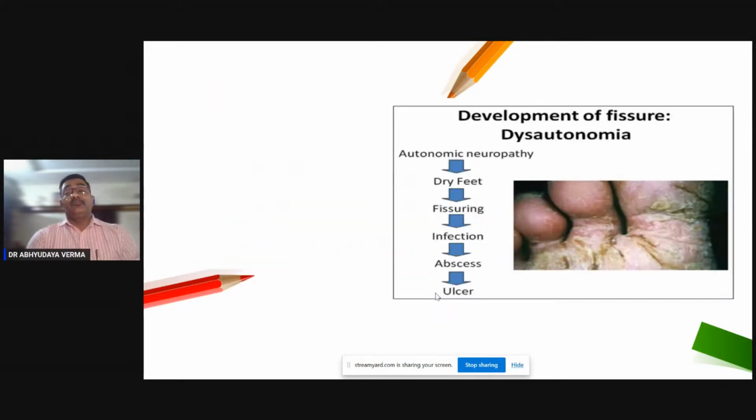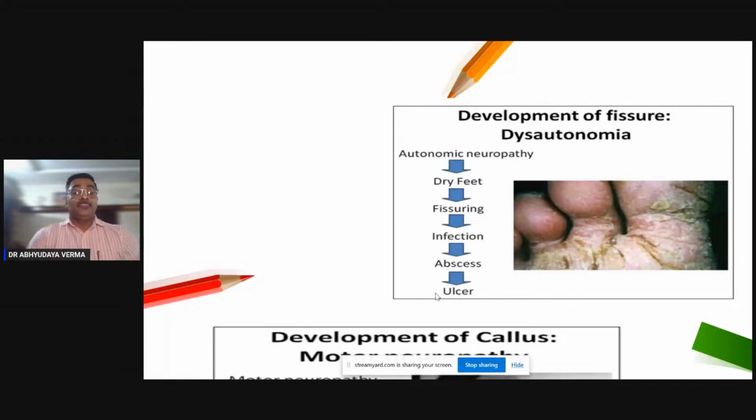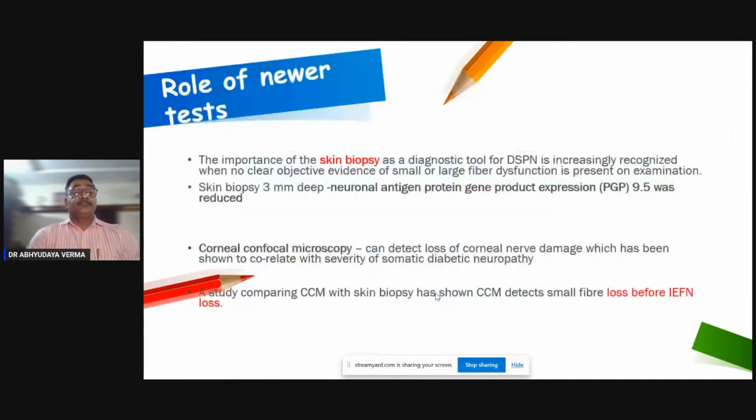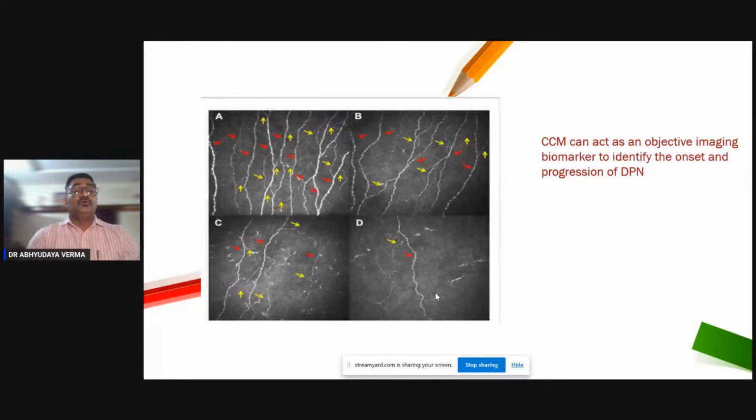And here you can see how the autonomic nervous system, when it gets involved, leads to dry feet, fissuring, infection, abscess, and ulcer. So most of the time we advise our patients to not let their feet become dry if they've started autonomic neuropathy, and ultimately this happens, including deformity also. There are some newer tests also, but because of paucity of time, I won't be able to discuss this.